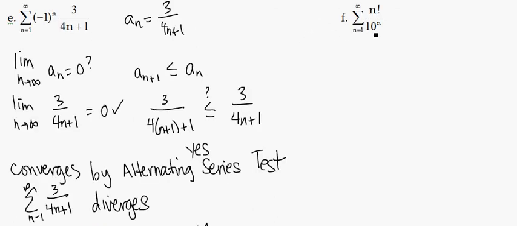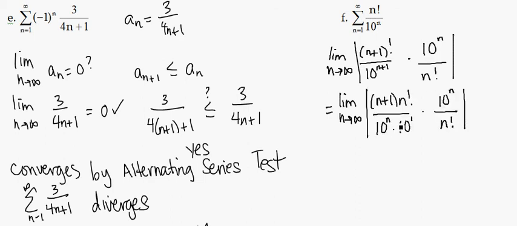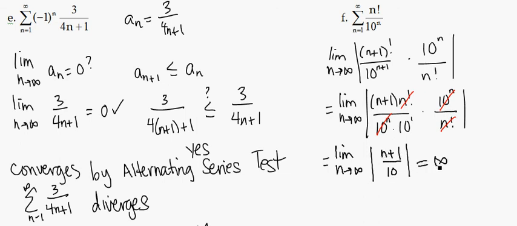Okay, in this next example, I see factorials, which usually leads me to try the ratio test. I'm going to go ahead and do that. And I'm going to assume that you follow that if I'm dividing, I can flip and multiply here. So make sure you write that out and you understand that step. And I just put my absolute values there. So we see some things cancel, and we're left with the limit as n goes to infinity of n plus 1 over 10, which clearly goes to infinity. So this series diverges by the ratio test.